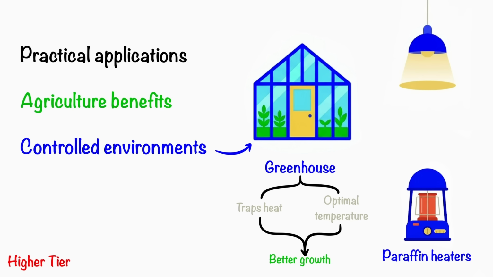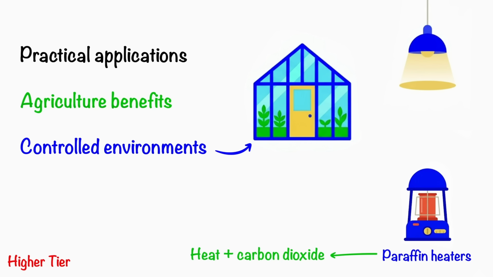Commercial growers often supplement natural light with artificial lighting. This ensures plants receive adequate light even on cloudy days or during shorter winter days. Carbon dioxide levels can be increased by using paraffin heaters or by adding CO2 directly. Enclosed greenhouse environments also make it easier to protect plants from pests and diseases.